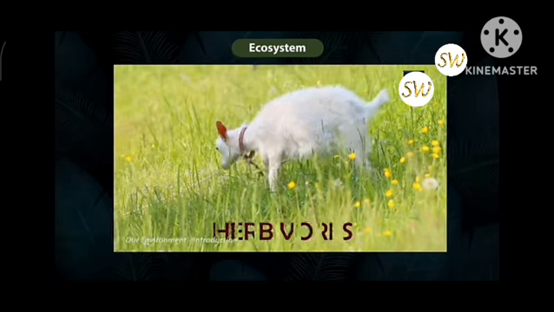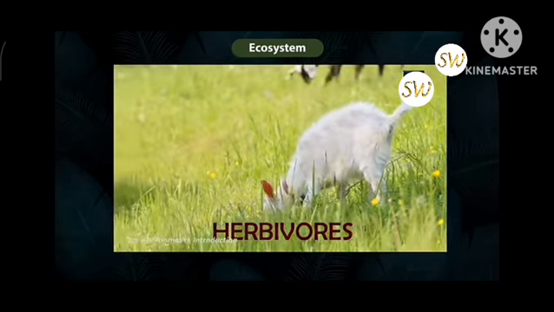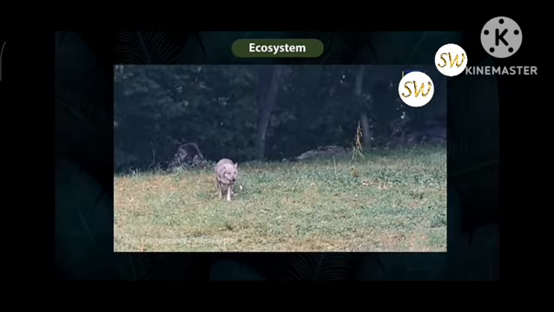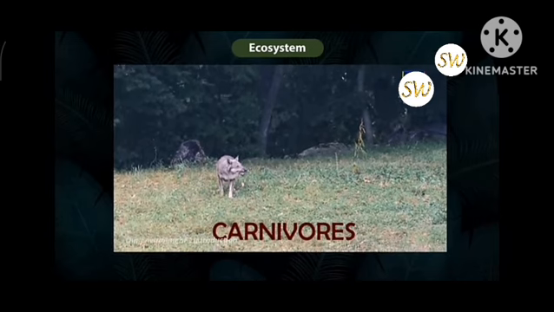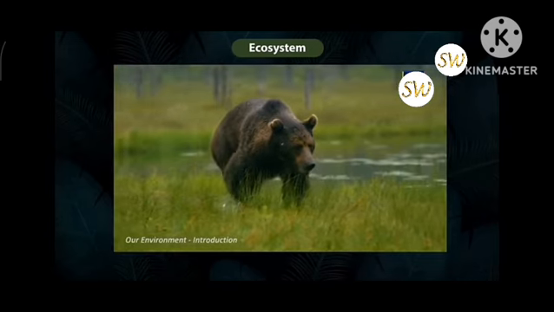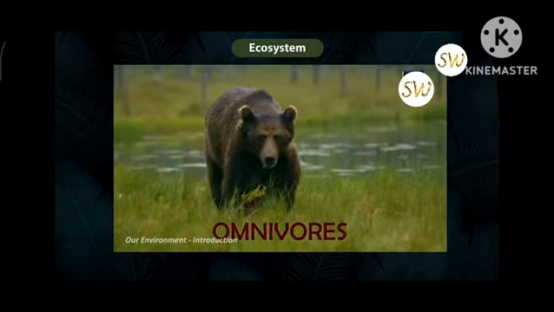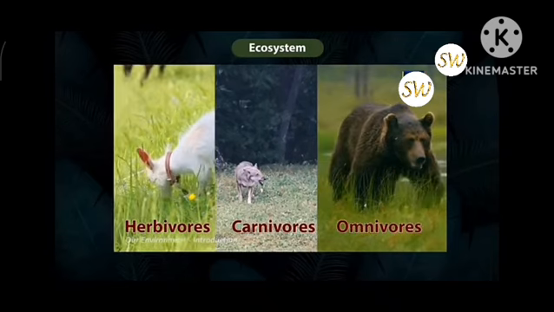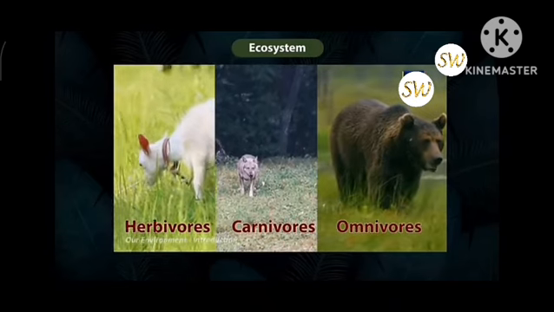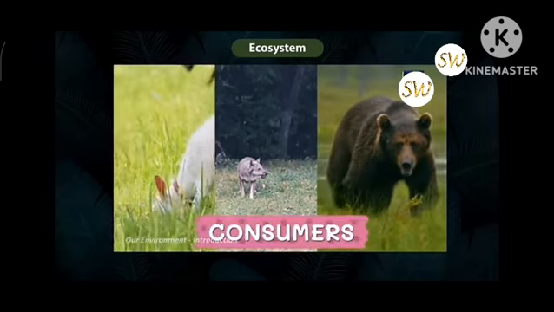The animals that feed on plants are called herbivores. The animals that feed on herbivores are called carnivores. The animals that feed on both plants and animals are called omnivores. The herbivores, carnivores, and omnivores, all these three together are called consumers.